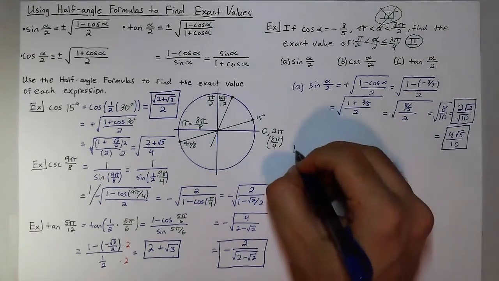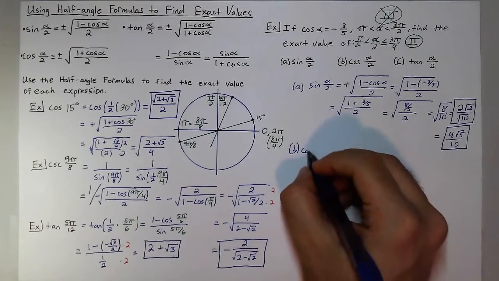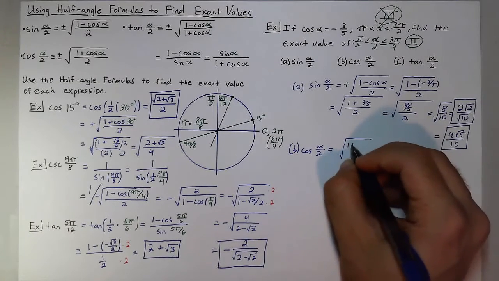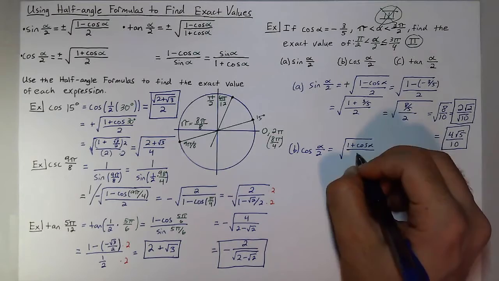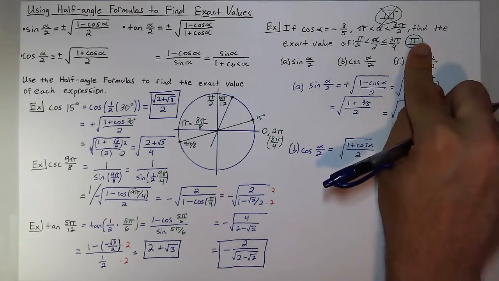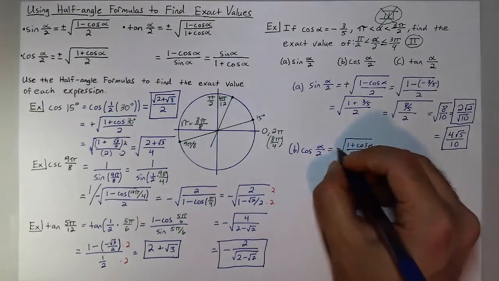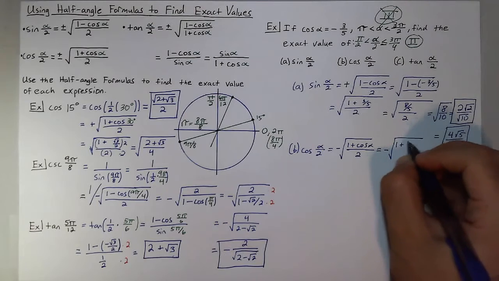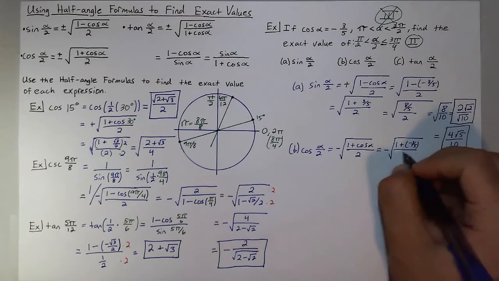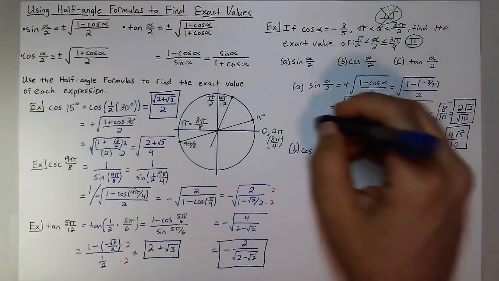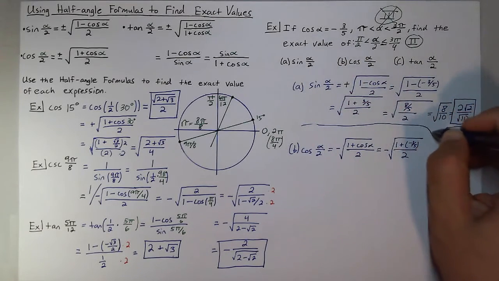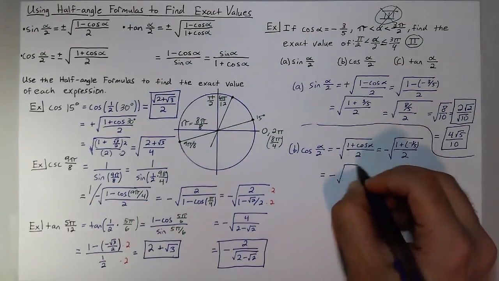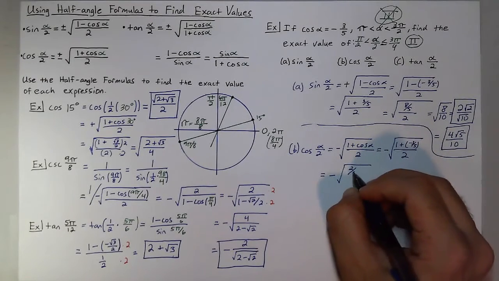Now let's look at part B. Cosine of alpha over 2 will be the square root of 1 plus cosine of alpha all over 2. And now I'm in quadrant 2. Cosine is negative in quadrant 2. So I'm going to use the negative square root. So I'll have negative the square root of 1 plus negative 3/5 all over 2, which I'm going to put a little bubble around here so I don't confuse my work. This gives me negative the square root of 2/5 over 2.